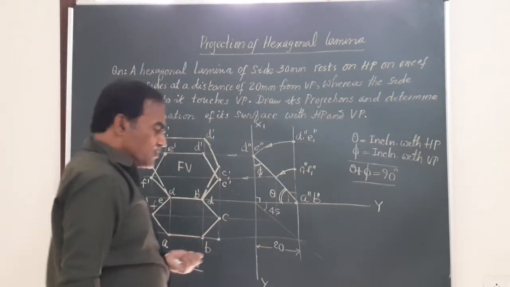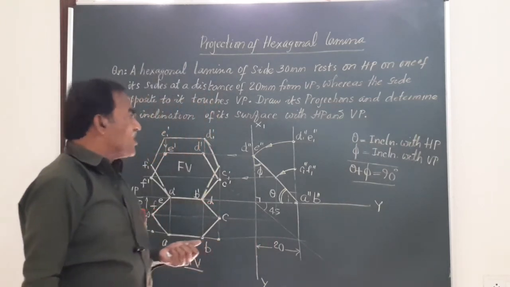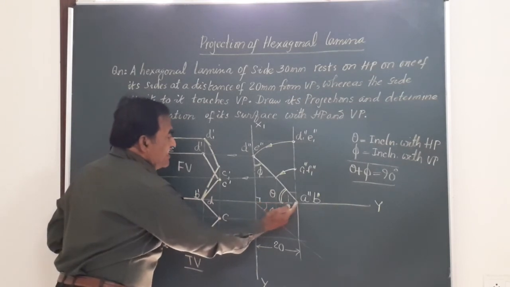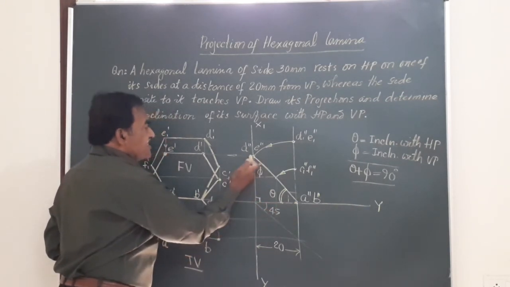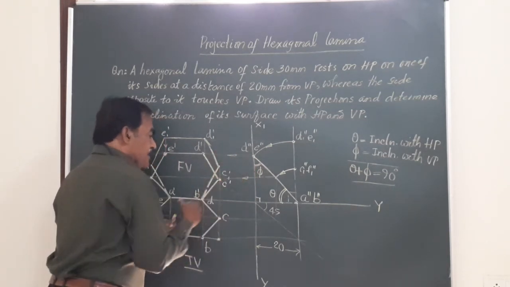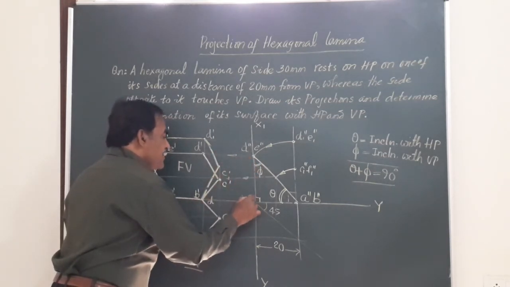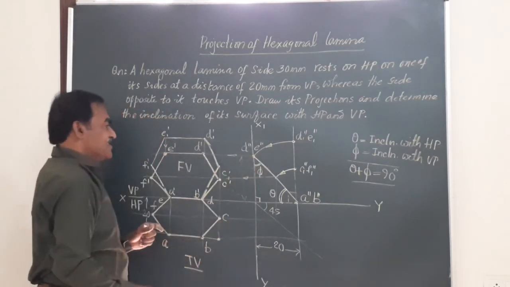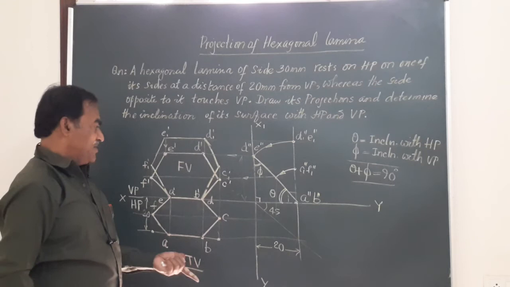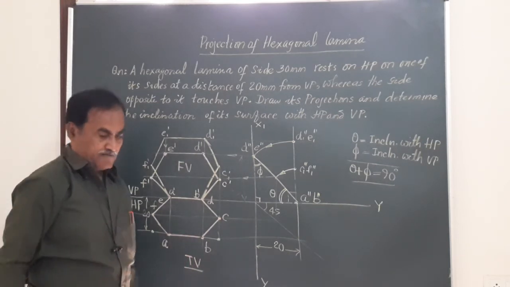Friends, in the same question, they might also ask you to find out the distance of the side opposite to the side on which it is resting, that is distance of DE from HP. So you can measure this distance and say what's the value of this distance. That is the distance of this side touching VP from HP can also be measured.